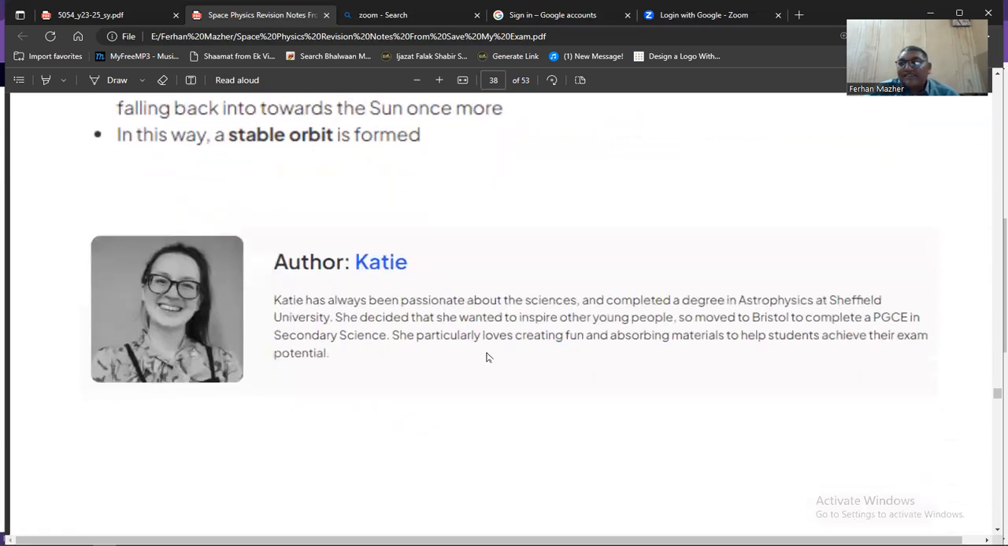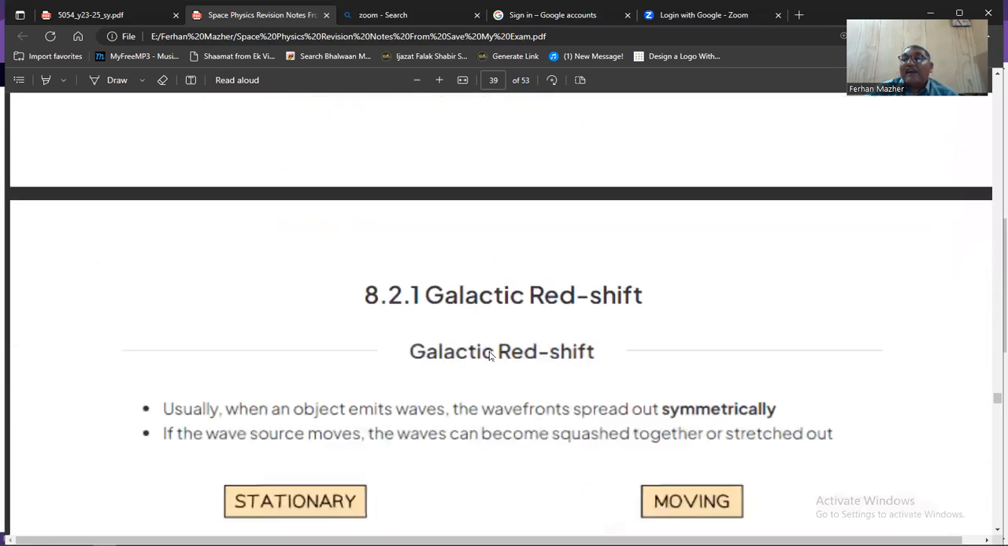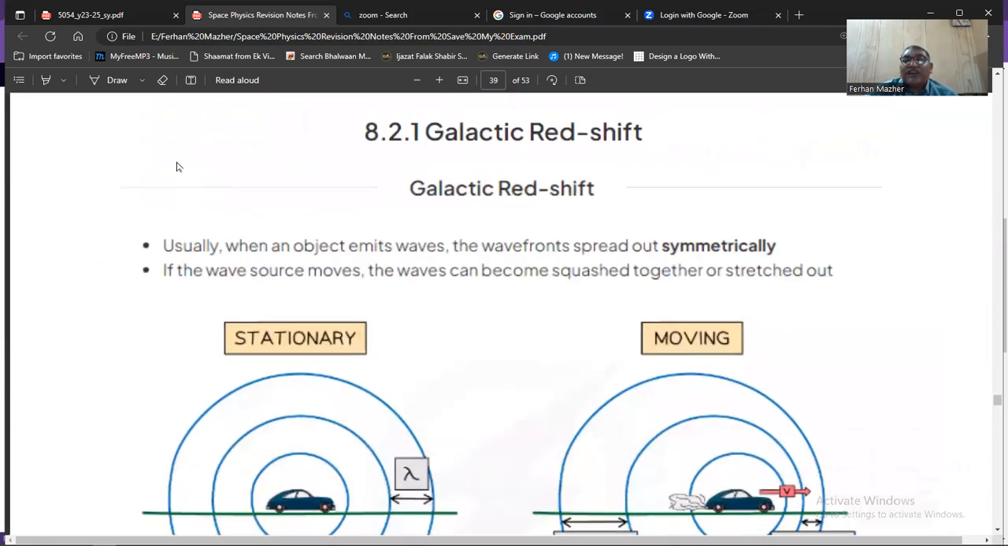In this way, a stable orbit is formed. So remember, this literature is written by Miss Katie, and I have taken this literature from the website Save My Exams.